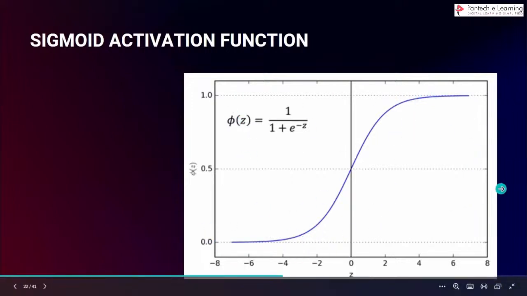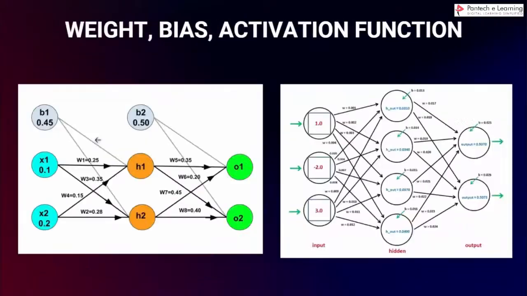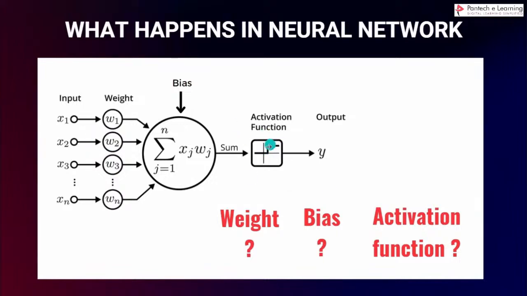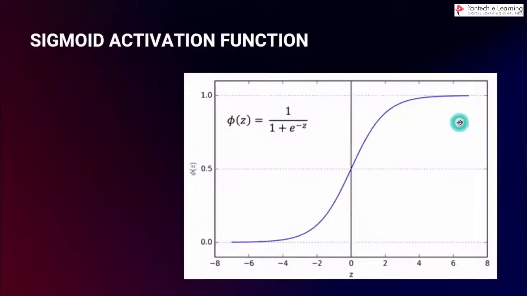So if it is above 0.5, it will declare the output as 1. If it is below 0.5, it will declare the output as 0. So this is what is happening here. This is the sigmoid activation function. The output will be 1 or 0 in sigmoid.